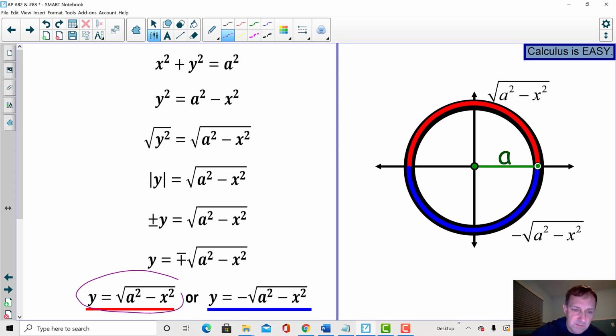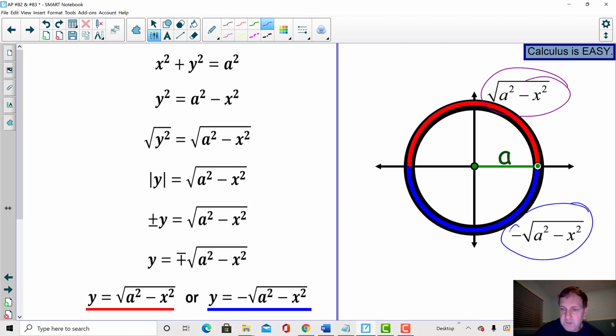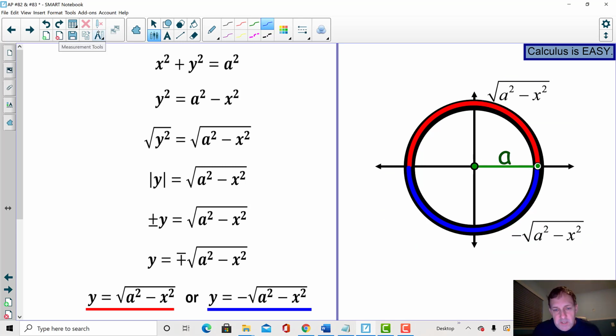You get the top, which is the positive. So here's your top. Now this is actually a function. Then you also get the bottom, which is the same thing, but with a negative in front of it. And that's the bottom half of that circle. Now we're going to keep this in mind, and we're going to do our next example.